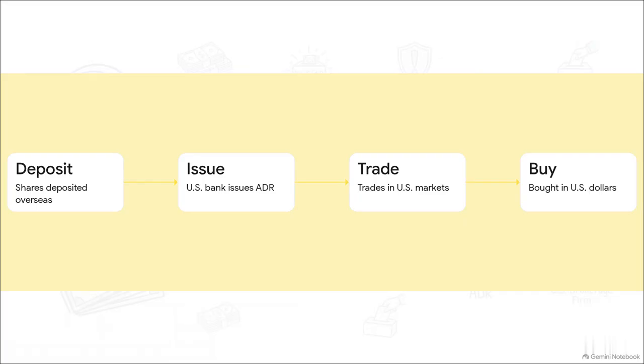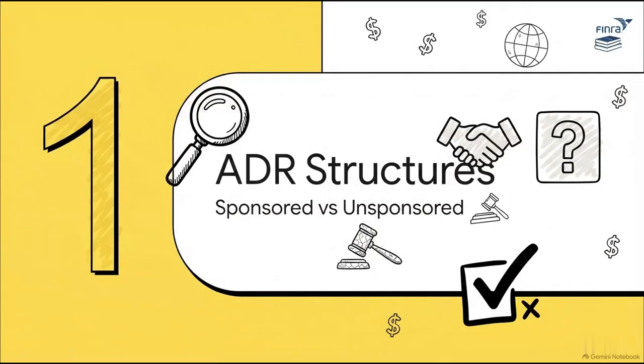Here's the brilliant step-by-step flow of how an ADR is actually born. First, the actual foreign shares, they don't cross the ocean. They sit safely locked up with a custodian bank overseas in the company's home country. Step 2, a U.S. depository bank issues ADR certificates against those deposited shares. Third, those newly minted ADRs start trading on U.S. markets. And finally, Step 4, investors like Carla buy and sell them in U.S. dollars right through their regular brokerage accounts. Pretty slick, right?